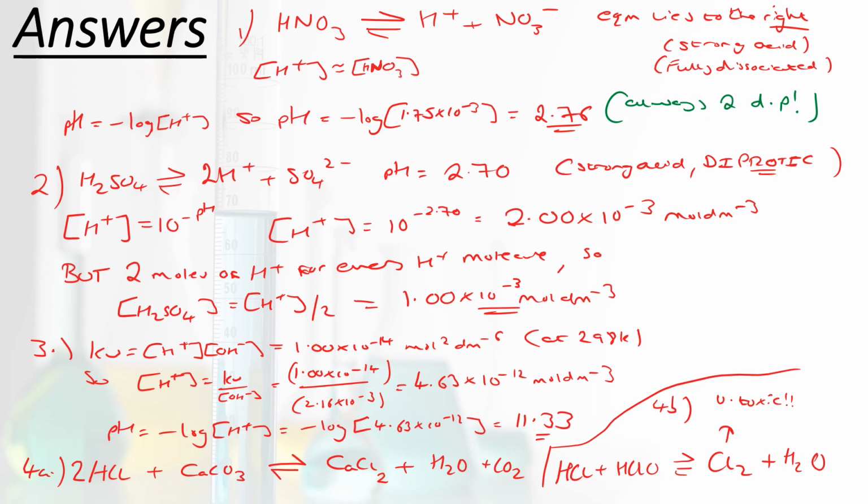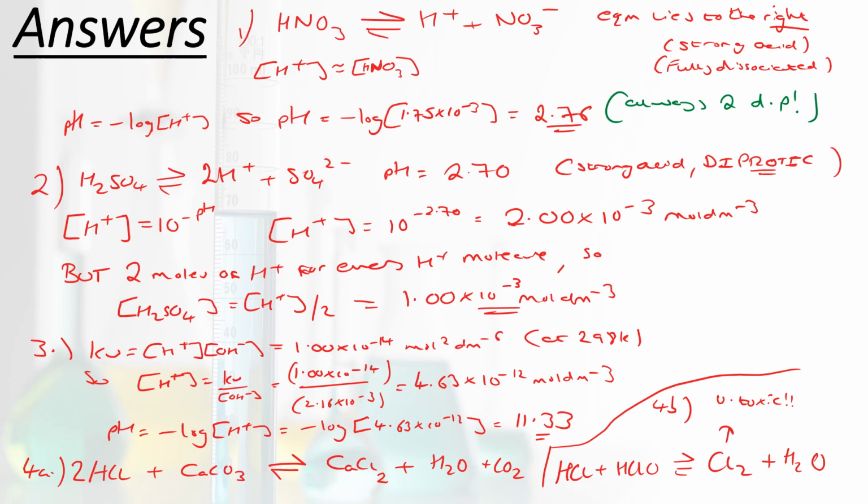The third question asked us to find the pH of a 2.16 times 10 to the minus 3 mole per decimeter cubed solution of sodium hydroxide. Remember that if we want to use it to find the pH of bases, we have to use the extra step and use our Kw. So we know that Kw is the H+ and OH- concentrations multiplied, and is equal to 1 times 10 to the minus 14 at 298 Kelvin.